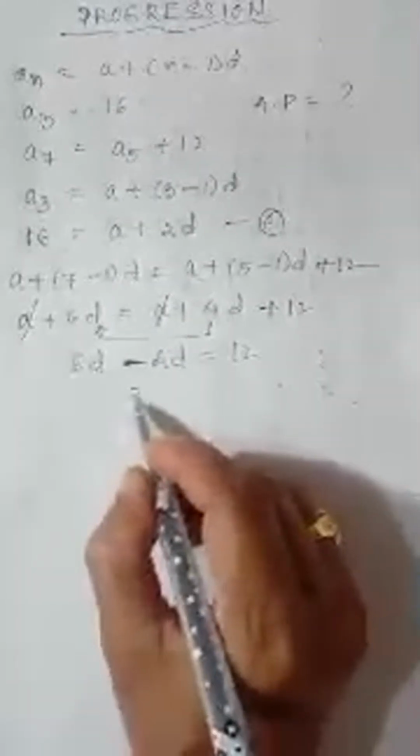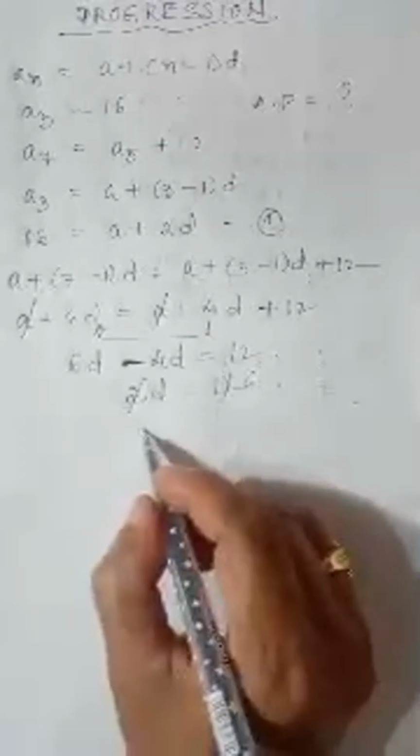So that is 6d minus 4d. What are you getting? 2d is equal to 12. Here 12 is a multiple of 2, so you may divide: 12 by 2 is 6. Therefore d is equal to 6. Now you have got the common difference, which is 6.